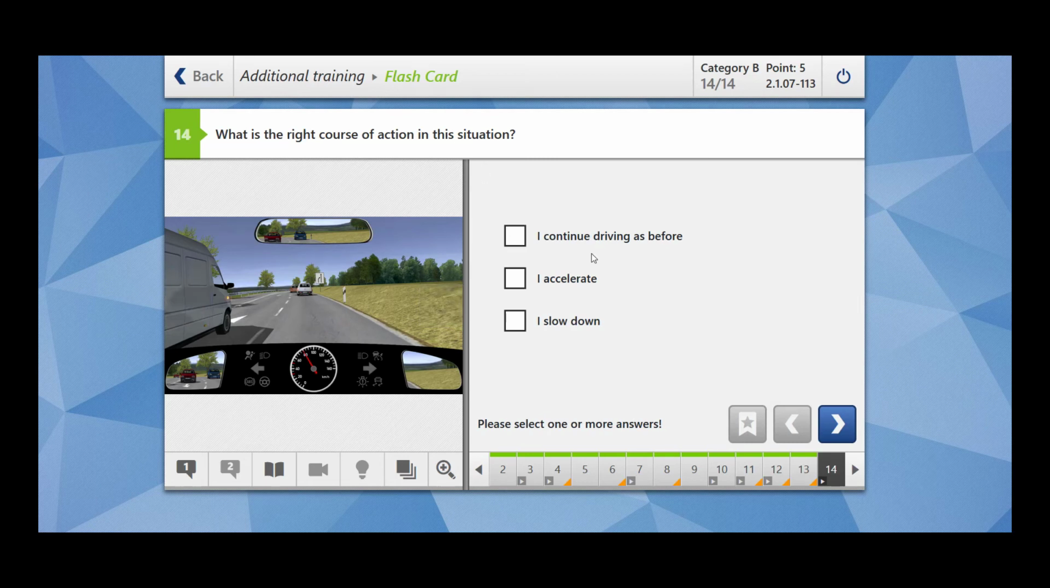I continue driving as before? No, you should reduce your speed and allow this grey vehicle to merge in. Because of this car, the white car is going to brake and you have to maintain a safety distance. And moreover, since this road is about to end, this grey vehicle will also merge in. So you have to slow down. I accelerate, no, I slow down. This is the correct option to do.